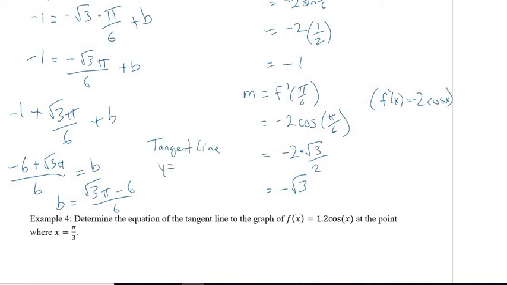which is y equals m, which was -√3 x, and then we have plus √3 pi minus 6 over 6.